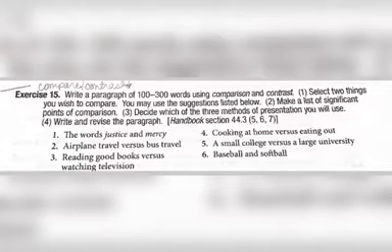Look at exercise 15. This is in your book, in your grammar workbook, but I'm going to read it through and go over the instructions with you as to what to do. Okay, so here we go. Look at what it says in exercise 15. Write a paragraph of 100 to 300 words using comparison and contrast. Well, I'm about to go over what that is, but it says number 1, you got to follow the instructions very carefully, okay, guys? Number 1, select 2 things you wish to compare.